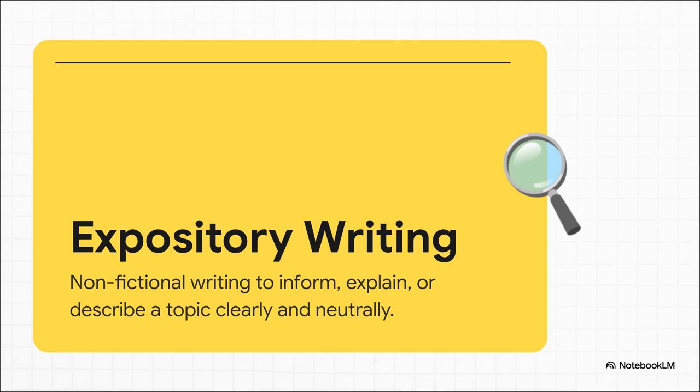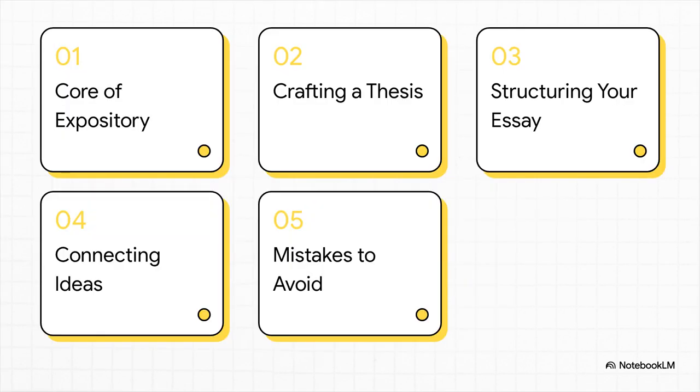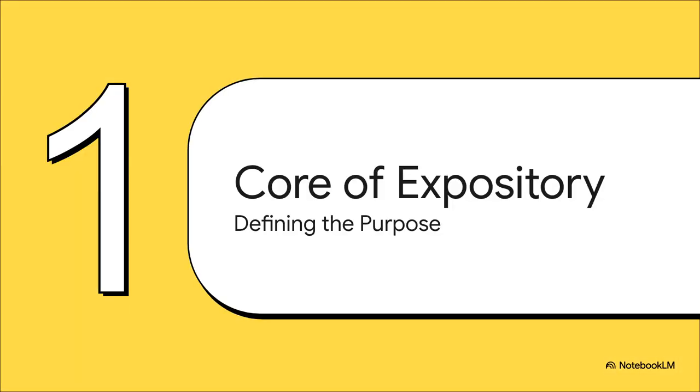Here's the deal. Expository writing is basically your objective blueprint. Unlike a persuasive essay where you're trying to win someone over, or a narrative where you're spinning a story, expository writing is completely neutral. You're just presenting the facts. You're the expert tour guide here, delivering clear, logical information so that your reader walks away educated and informed, without any of your personal bias getting in the way. Here is our roadmap for today. We'll cover the core of expository writing, crafting a strong thesis, structuring your essay, connecting your ideas, and finally, some common mistakes you absolutely need to avoid.